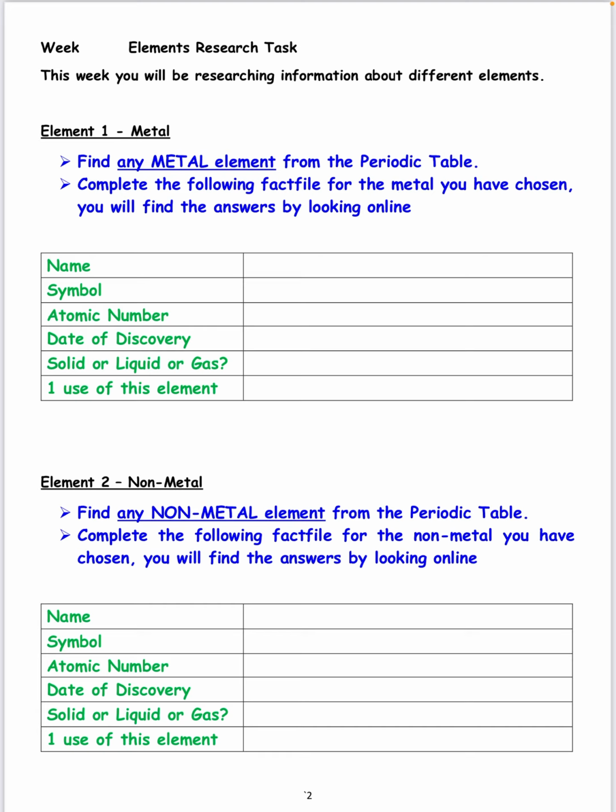Again, solid, liquid or gas, we have covered that, but again, you can use the internet just to help you out with that one. And then one practical use of the element. Okay, so if you picked gold, for example, you could say it could be used to make jewellery. So you might pick a metal that you've never heard of before, but again, you can do a bit of research to find out something about its use.